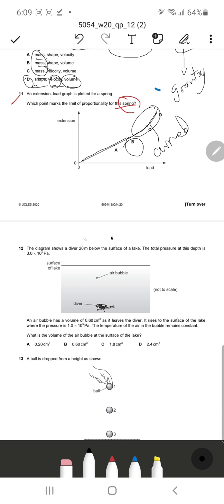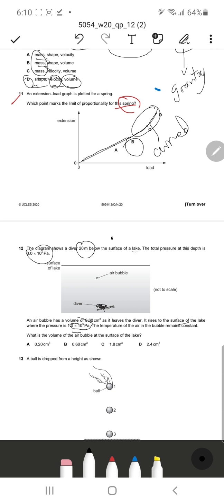Okay, that's question number 12. The diagram shows a diver 20 meters below the surface of a lake. The total pressure at this depth is 3 times 10 to the power 5 pascals. An air bubble of volume 0.60 cm cubed leaves the diver. It rises to the surface of the lake, where the pressure is 1 times 10 to the power 5 pascals. The temperature of the air in the bubble remains constant. Okay, constant temperature. What is the volume of the air bubble at the surface of the lake?